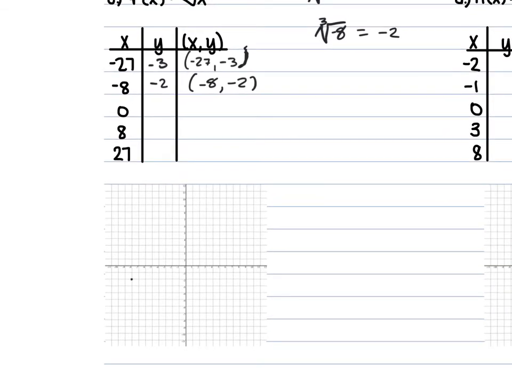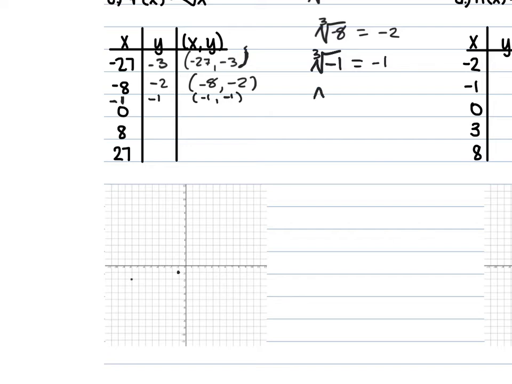Let's do negative 1. Negative 1 isn't listed there, but let's do negative 1, because 1's always such an easy number to work with. What is the cube root of negative 1? That's negative 1. So I'm just going to sneak that in right there. That's going to be negative 1, negative 1. So I have a coordinate at negative 1, 1 to the left, and 1 down.